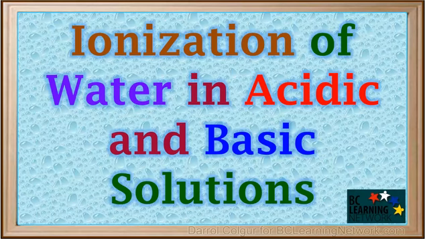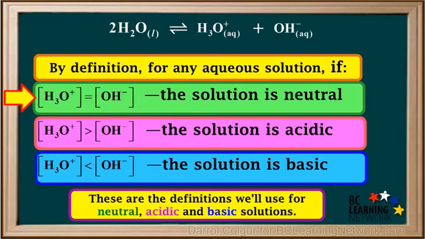Here, we'll look at the relationship of hydronium ion concentration, hydroxide ion concentration, and Kw in acidic and basic solutions. Recall these definitions for neutral, acidic, and basic solutions. In neutral solutions, the hydronium ion concentration is equal to the hydroxide ion concentration. In acidic solutions, the hydronium ion concentration is greater than the hydroxide ion concentration, and in basic solutions, the hydroxide ion concentration is greater than the hydronium ion concentration.